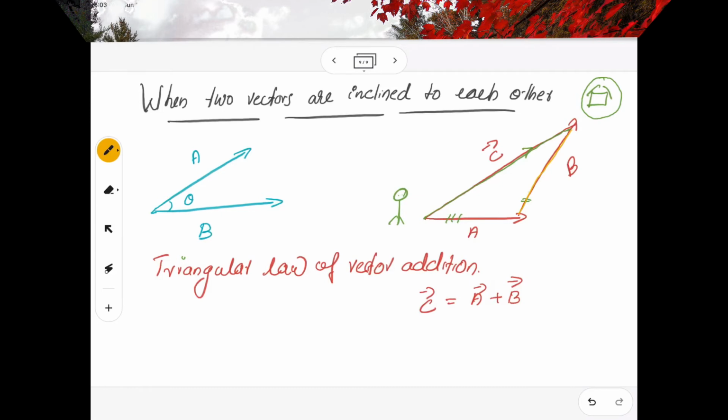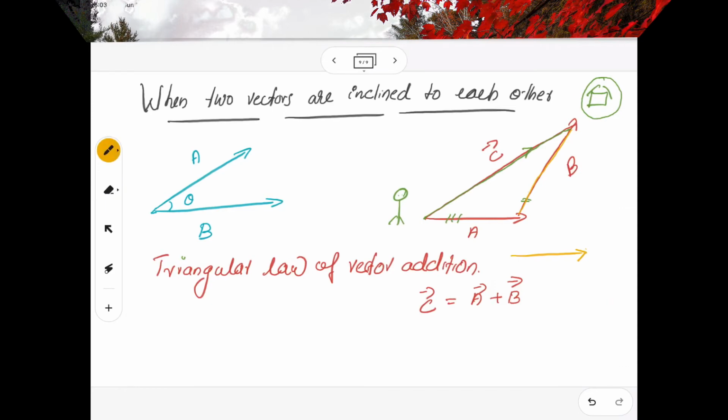So you cannot take it like this. This is the tail, this is the head of vector A, and this will again be the head of vector B. So this is not possible. This is taken in reverse order. So here we have to take them in order; the order should be the same.